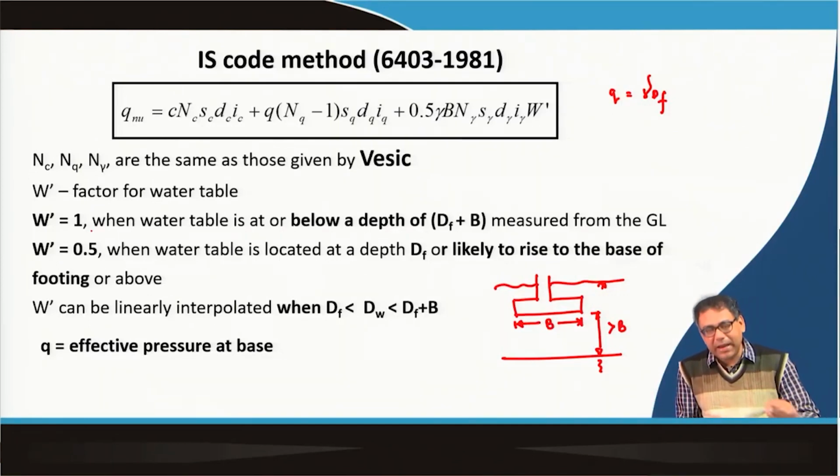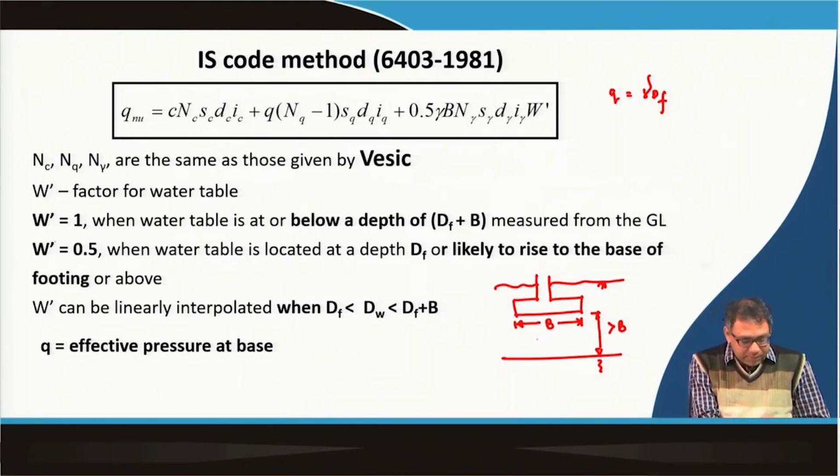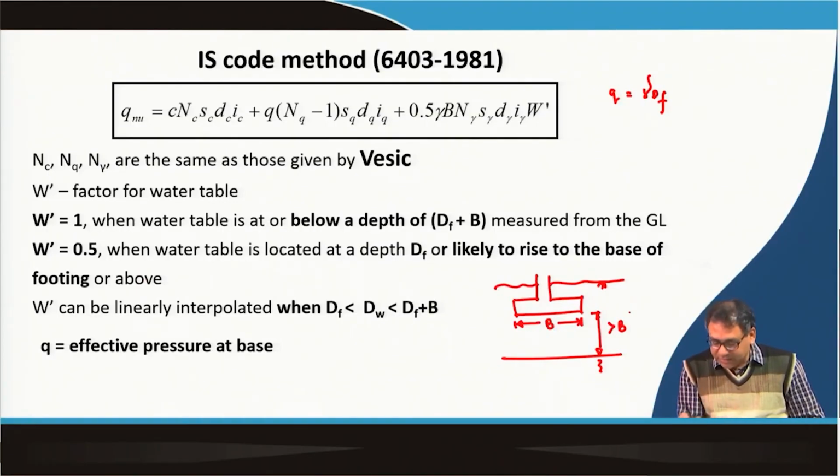So, the water table will play a role in the bearing capacity equation if the position of the water table is within the width of the footing from the base of the footing. That means if it is within this zone, or above the base of the foundation, then the water table will play a role. Now, W' is 0.5 when the water table is located at a depth Df or likely to rise to the base of the footing or above. So, as per IS code, if the water table is at the base of the footing, then W' will be 0.5, and here W' equals 1.